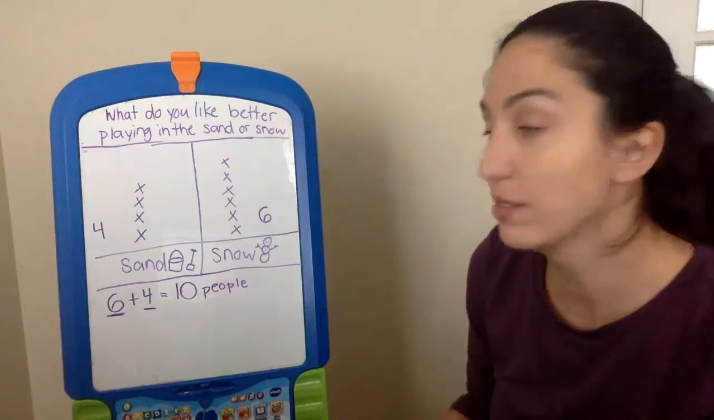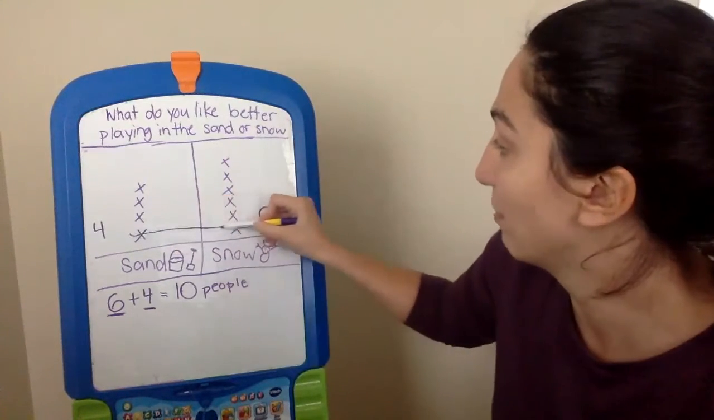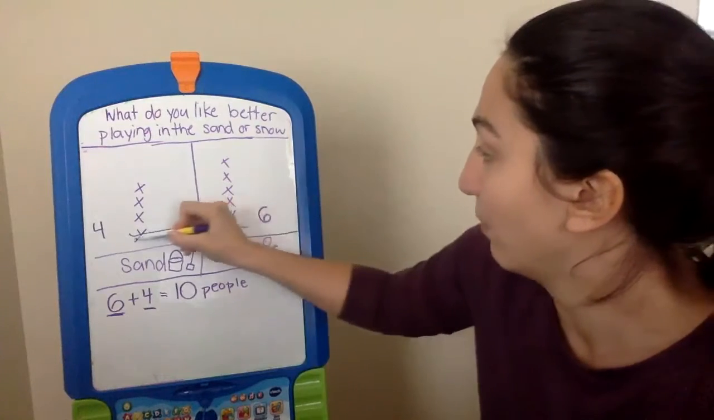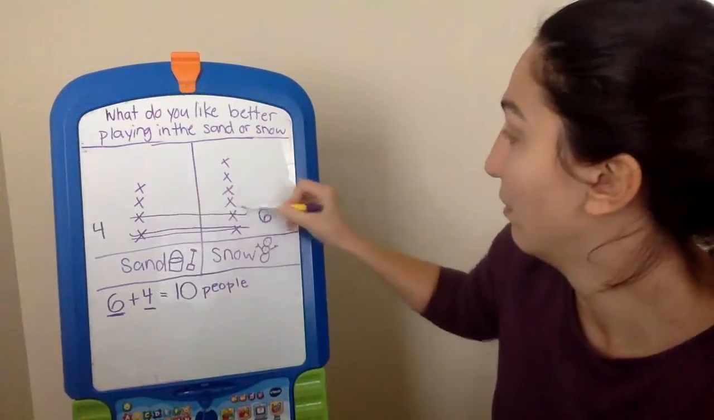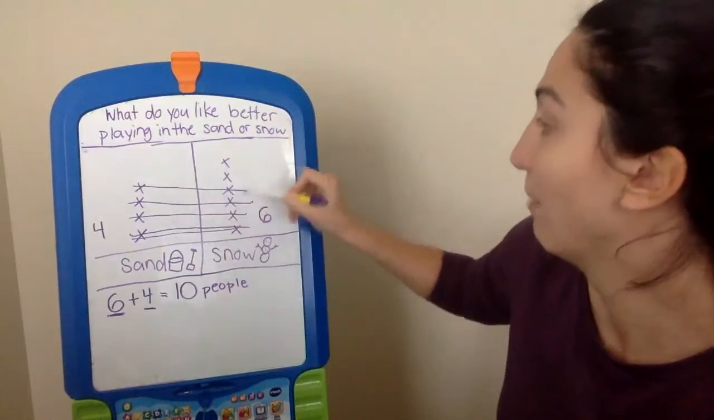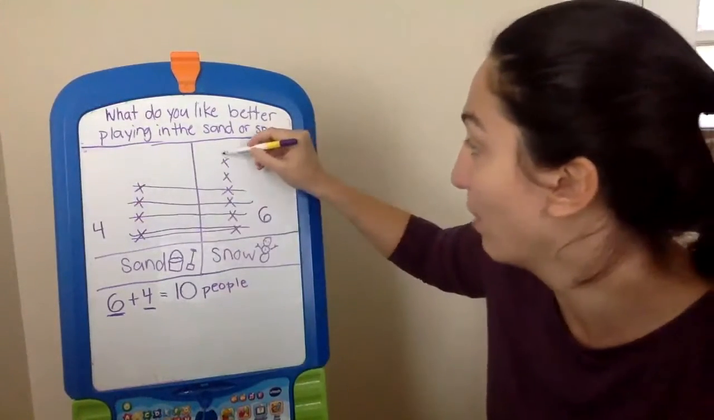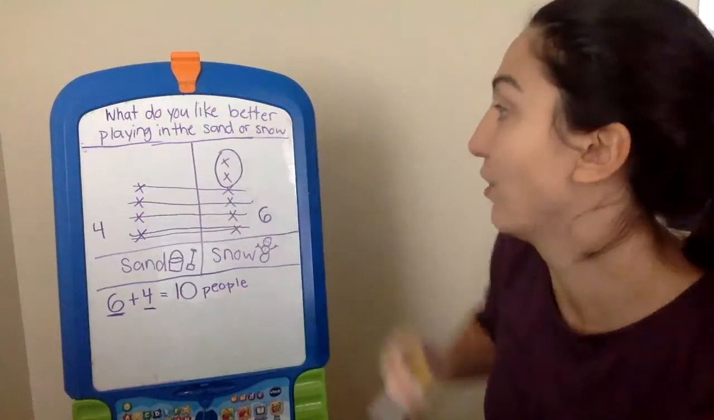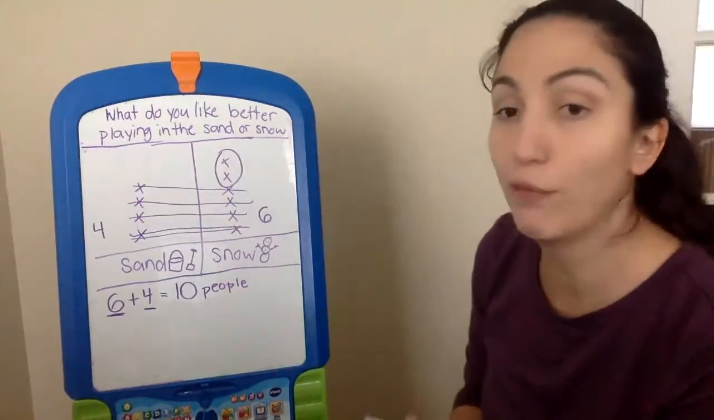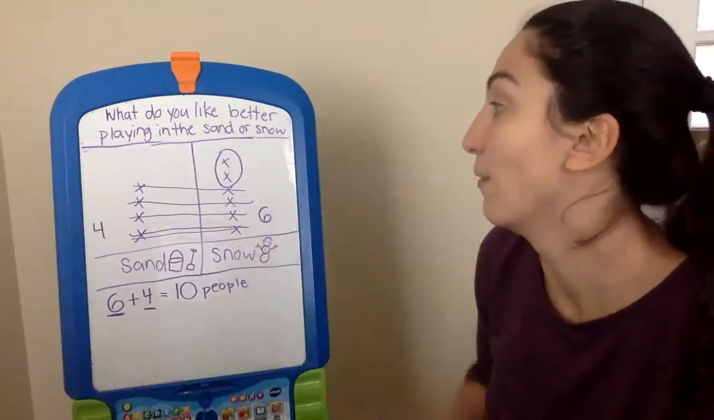Okay, so there's a few things that we can do. We can cross out. So I can cross out and match my X's. Okay. That one matches, that one matches, that one matches. I don't have any more X's over here, which means I can't cross out anymore. And this is what I'm left with, 2. So 2 fewer students chose sand than they chose snow.